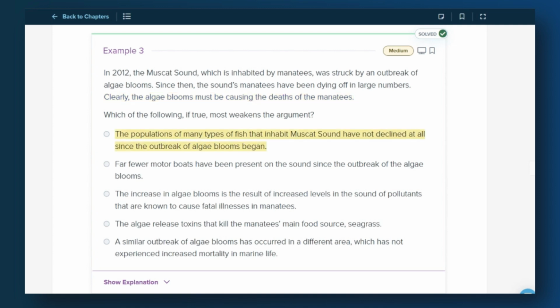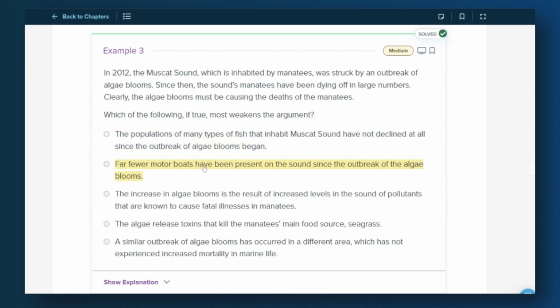A. The populations of many types of fish that inhabit Muscat Sound have not declined at all since the outbreak of algae blooms began. This might seem to support the conclusion, but be careful about comparisons. What's true of many types of fish doesn't necessarily apply to manatees. Either way, it's not the answer to our question.